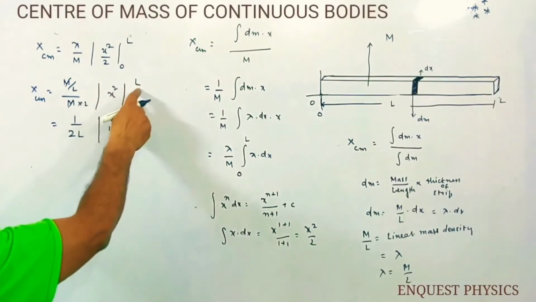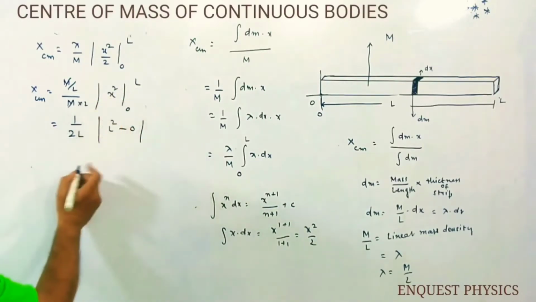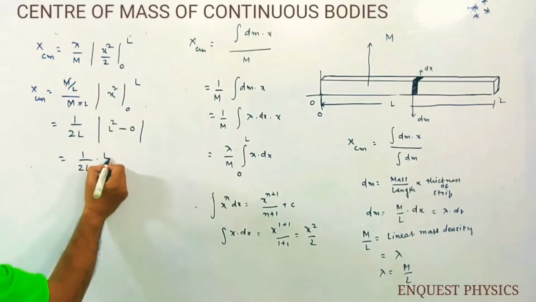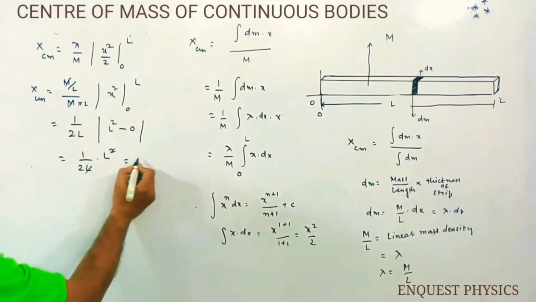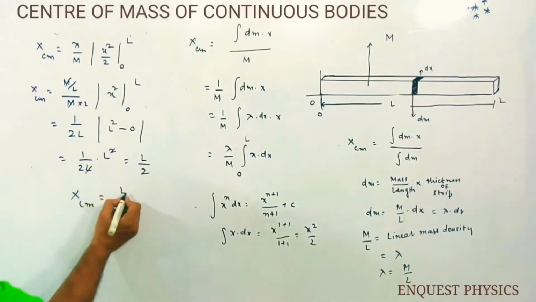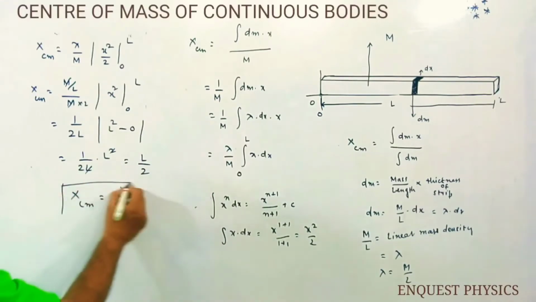We put the upper limit as L and lower limit as 0. Then what we have? It is 1 by 2L into L square, where L and square get cancelled. We get L by 2. Then the location of the center of mass is L by 2.